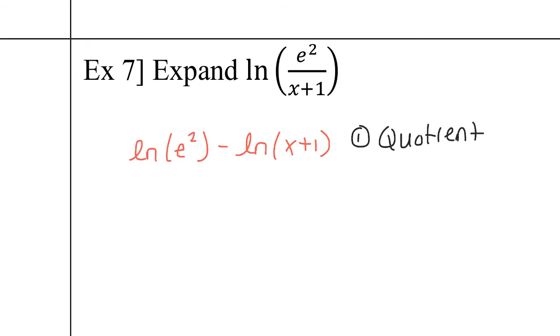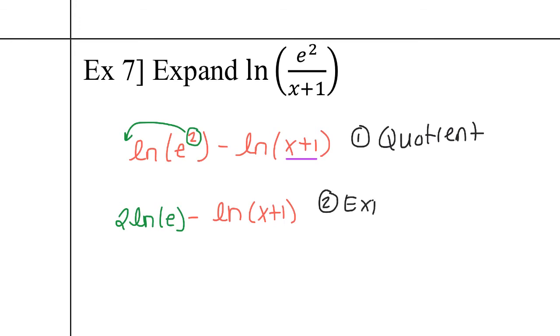Now, first off, let's look at the second log. If we look at our argument on the second log, this x plus 1, there is no property with addition inside the log. The only thing we can work with is exponents, multiplication, or division. So since this x plus 1 does not have a property, we're going to have to leave it the way it is. Now, let's look at the first one. The natural log of e squared. Well, I can use my exponent rule to pull this to the front. So 2 natural log of e minus the natural log of x plus 1. And that was the exponent property.